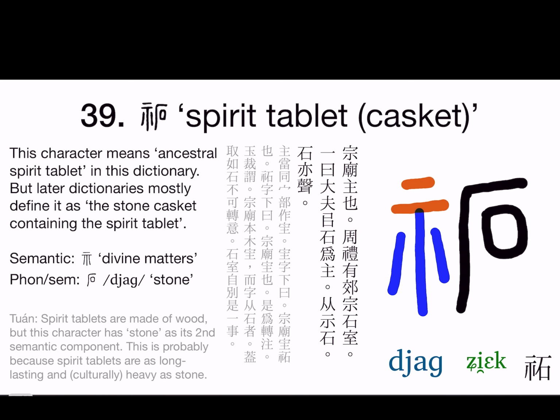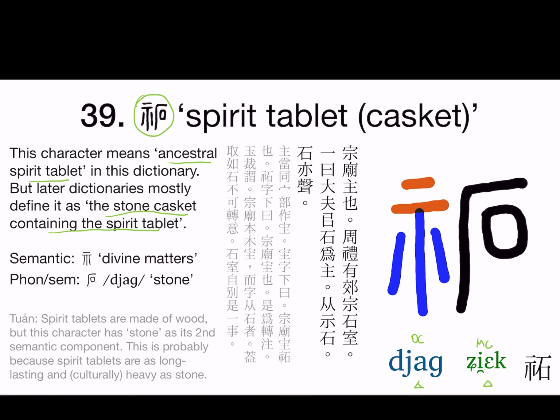And finally, this is character 39, the last character I'm learning today. It looks like this. It is pronounced diag in Old Chinese and jik in Middle Chinese. This character simply means ancestral spirit tablet in this dictionary, but later dictionaries mostly define it as the stone casket containing the spirit tablet. So not the spirit tablet itself, but its container.